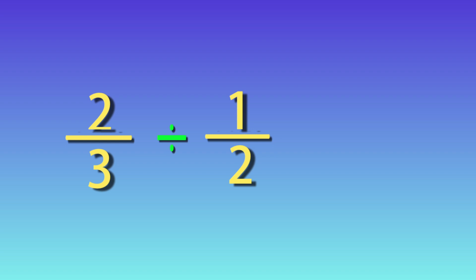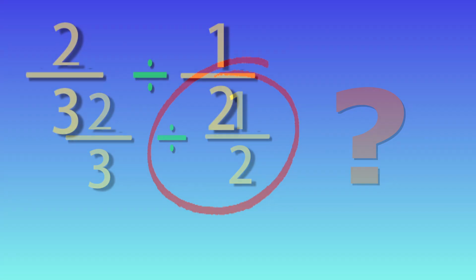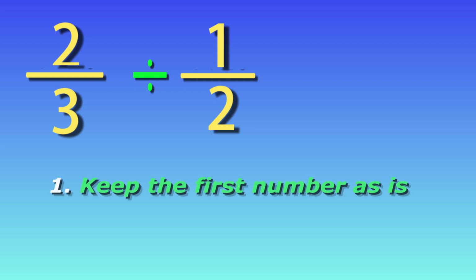Now you might initially be confused about how to deal with this problem, but there is a simple trick to this, which involves changing two of these three elements, the last two. Once you've made the changes, the problem will be easier to handle. Here's what to do. The first step is to keep the fraction you are trying to divide as it is. We are trying to divide 2 over 3, so keep 2 over 3 as it is, don't change it.